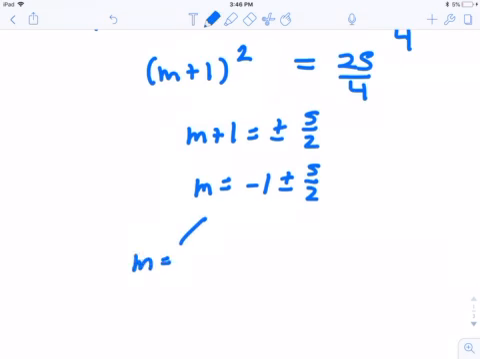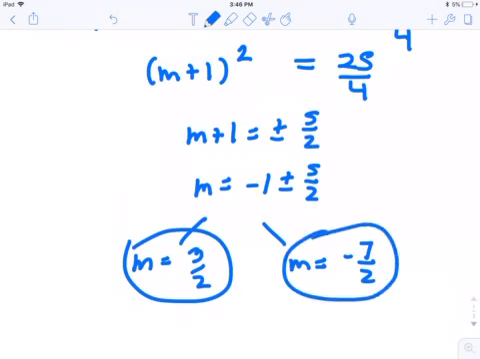So m equals negative 1 plus 5 over 2. I'd have to make a common denominator. Negative 1 would be negative 2 over 2. So that's 3 over 2. And negative 1 minus 5 over 2 is negative 7 over 2. So those are the two answers.